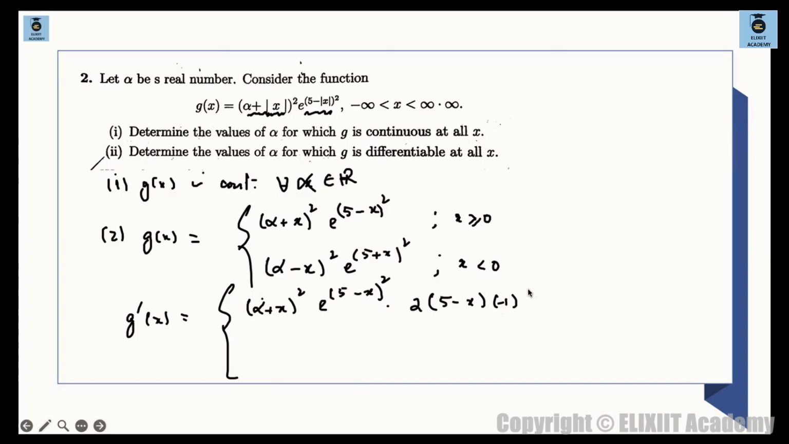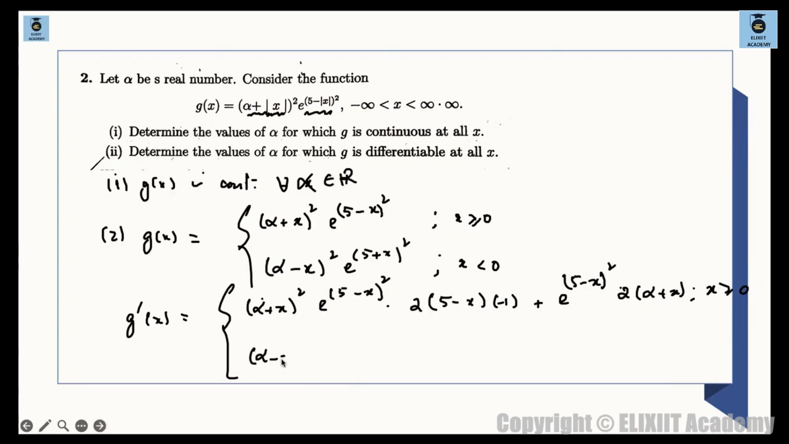Then plus e raised to the power of 5 minus x whole square into differentiation of alpha plus x whole square, which is 2 into alpha plus x, when x is greater than or equal to 0. And similarly, we differentiate this thing.